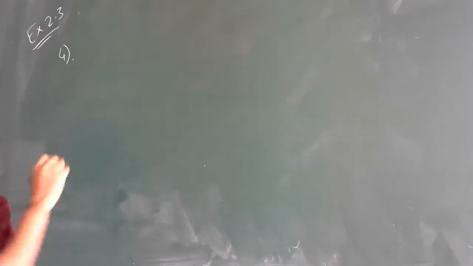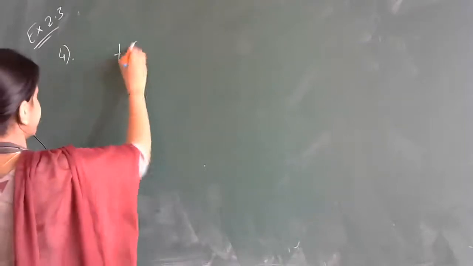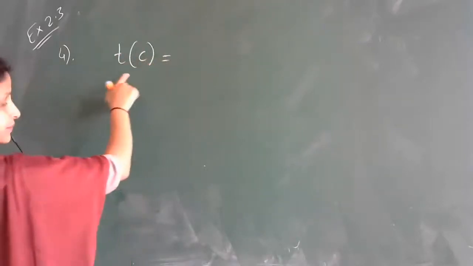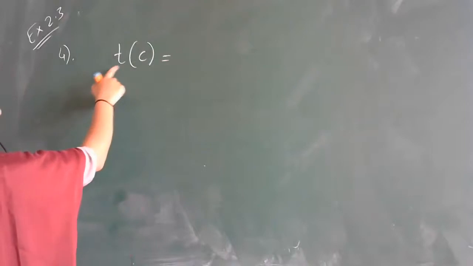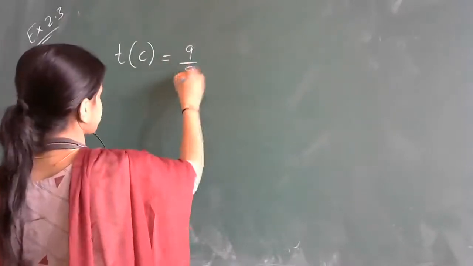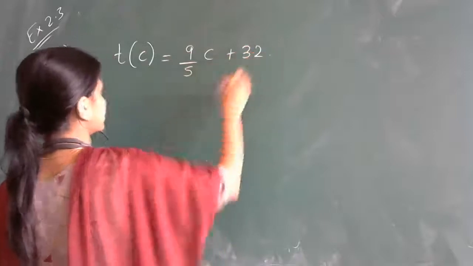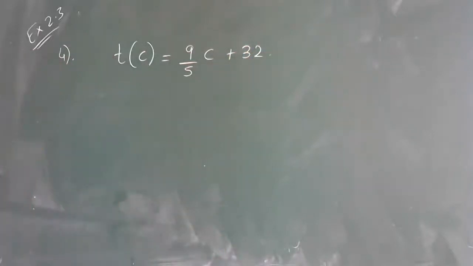The function t which maps temperature in degrees Celsius into temperature in degrees Fahrenheit is defined by f of c is equals to, it is not f of c, students, it is t of c. Please make it correct. It is t of c. So 9 by 5 c plus 32.